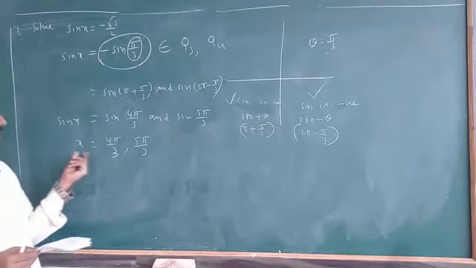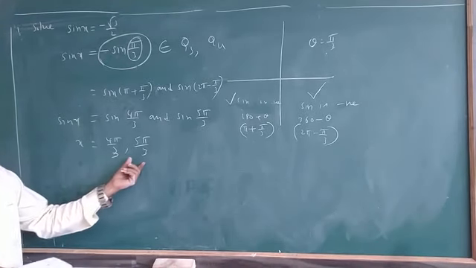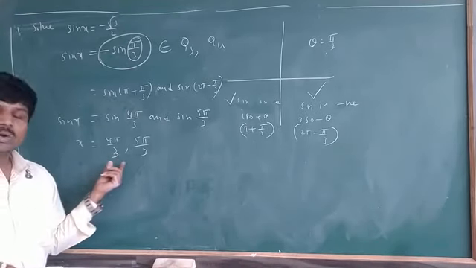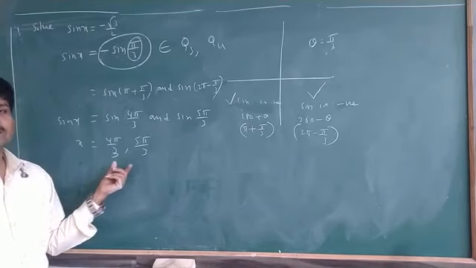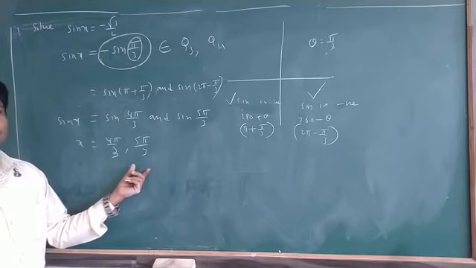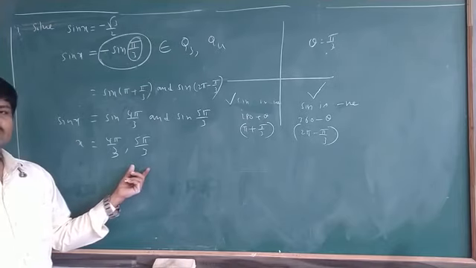So what is that for x values? Two values you got. These two values are known as principal solutions. So did we get a principal solution or not here? Yes. But we don't need principal solutions here.